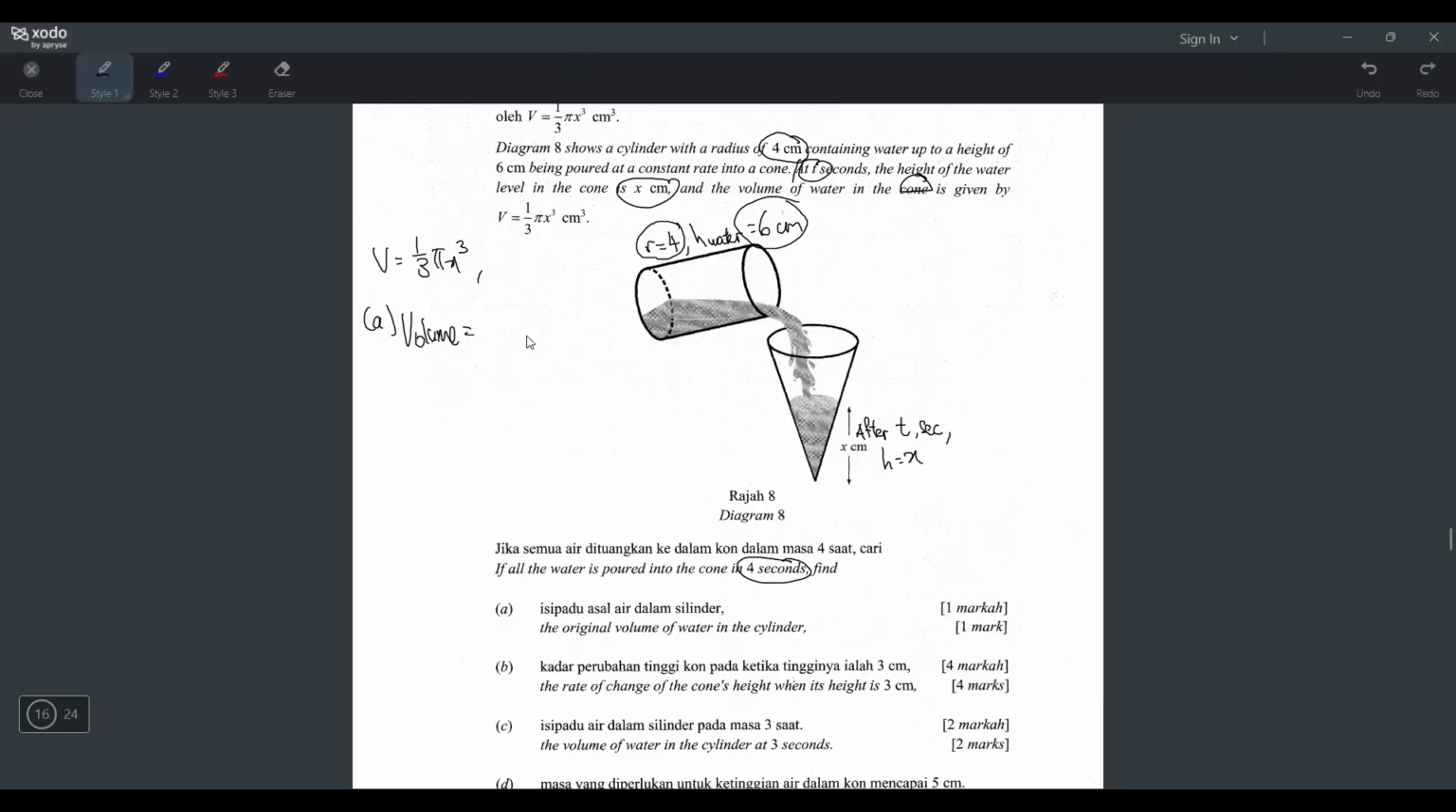Volume of cylinder formula is pi r squared h. So this is the formula to find the volume of a cylinder. The radius r is 4, and the height of water is 6. So if you press all this, you will get the volume of water in the cylinder.